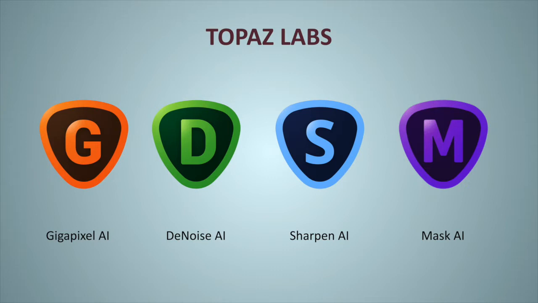So Gigapixel AI, which is an enlarging software; DeNoise AI, which unsurprisingly is to remove noise; Sharpen AI, which is sharpening; and Mask AI, which is for masking, particularly useful for making composites. So I'll just quickly take you through these and show you a couple of examples of images I've worked with, just to show you quickly what they do.